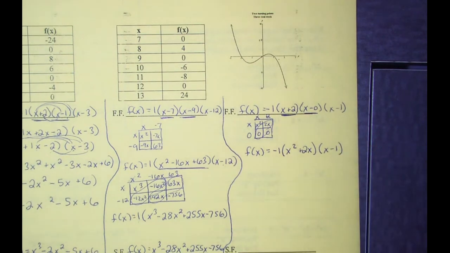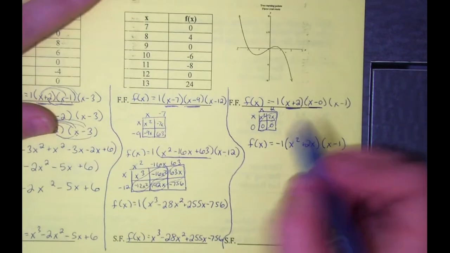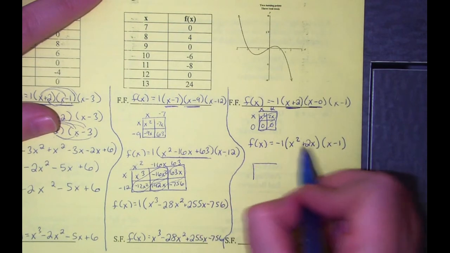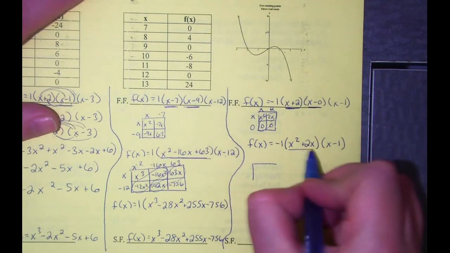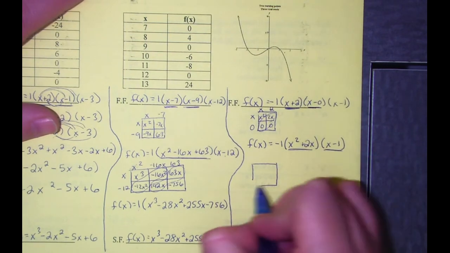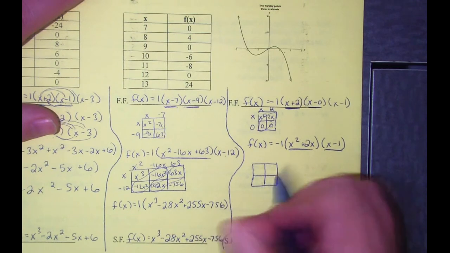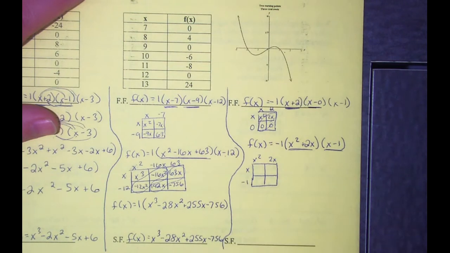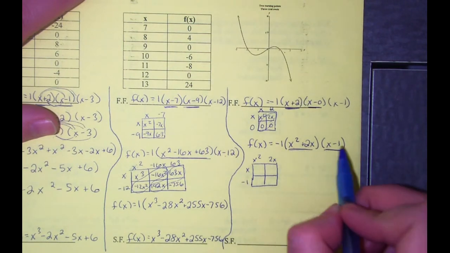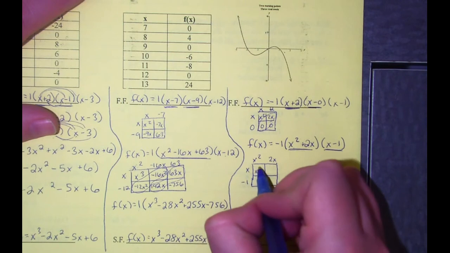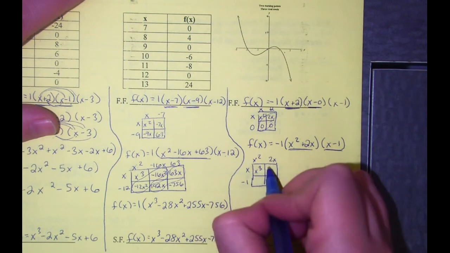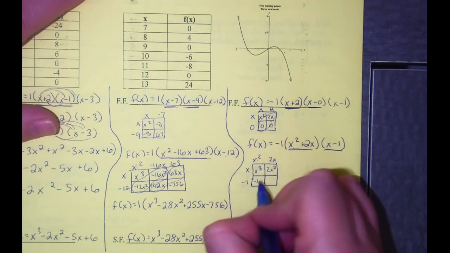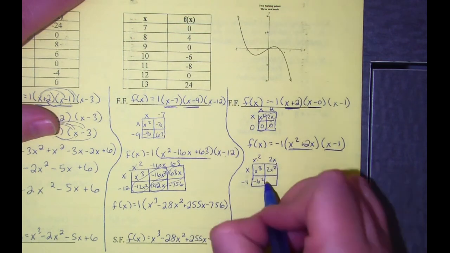I'm going to do it the same way again. But because I only have two terms, because the 0 canceled out, I only need to make a 2 by 2 box again. So I have x squared and 2x, x and negative 1. From x squared plus 2x and x minus 1. So now I get x cubed. 2x times x is 2x squared. X squared times negative 1 is negative 1x squared. And 2x times negative 1 is negative 2x.